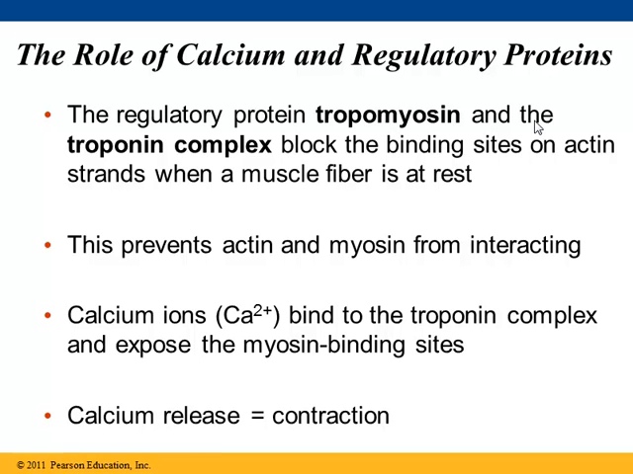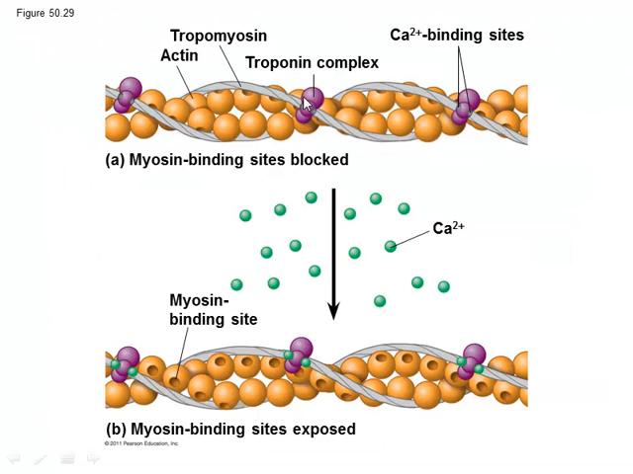Something called tropomyosin, which is going to be a cord that is going to block those sites, and a control protein called troponin. Okay, so this is troponin, and this is tropomyosin. The tropomyosin is a cord blocking the myosin binding sites. Okay, you hear me, tropomyosin and myosin? Okay, it could get confusing.